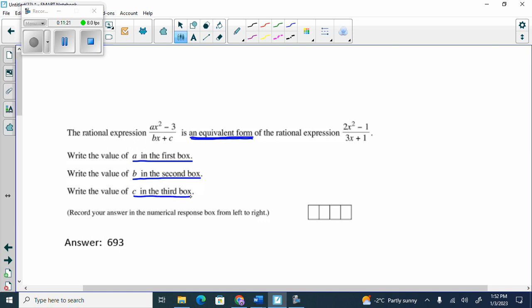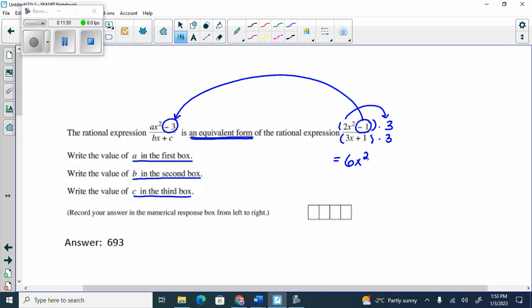I know that they're equivalent, so I have to multiply or divide the top and the bottom by the same thing. The only thing I have to compare here is that this one is a negative 3 and this one is a negative 1. Well, how can I get from negative 1 to negative 3? I have to multiply by 3. And when I do the top, I have to do the bottom because it says an equivalent form. So let's put that 3 through. 2x squared times 3 is 6x squared. Negative 1 times 3 is negative 3, over 3x times 3, which is 9x, and then 1 times 3, which is plus 3.